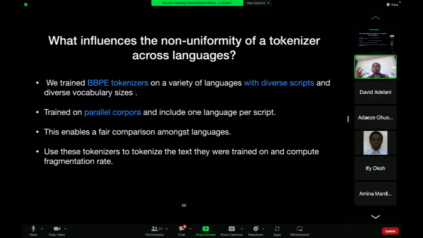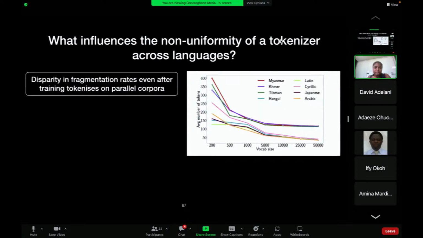So what we did was, we got parallel corpora and took one language per script. So you have the same size of data in all of these languages, and you have one language per script. And we believe this allows us to compare across languages fairly. Now we take these tokenizers that we've trained and use them to tokenize the text that they were trained on. And then we also compute the fragmentation rate like we had done before, the average number of tokens after tokenizing. And we see that we still do not have a uniform fragmentation rate across languages, even when we have the same size of data.